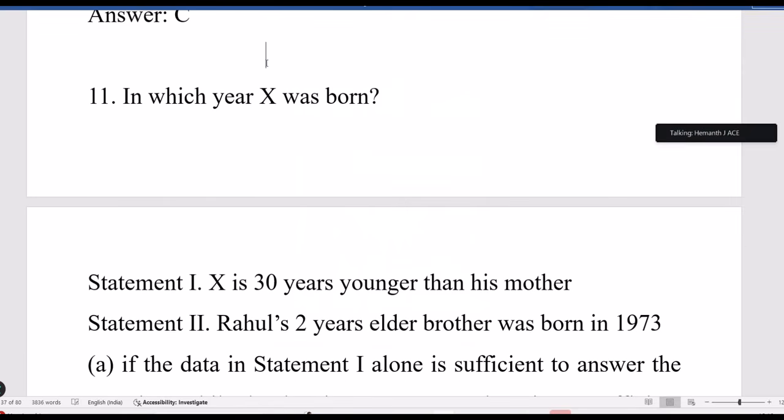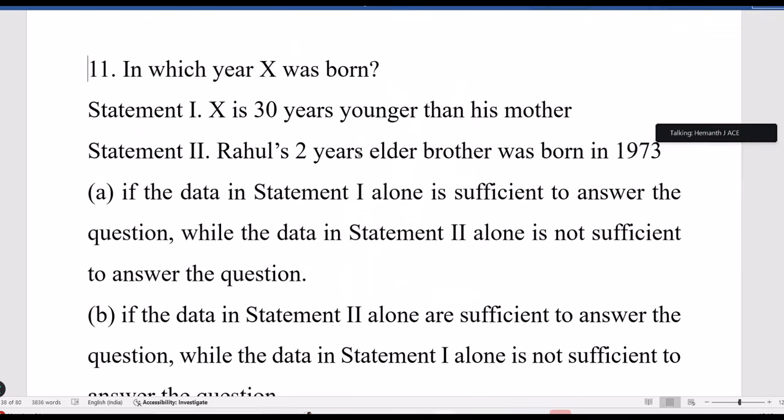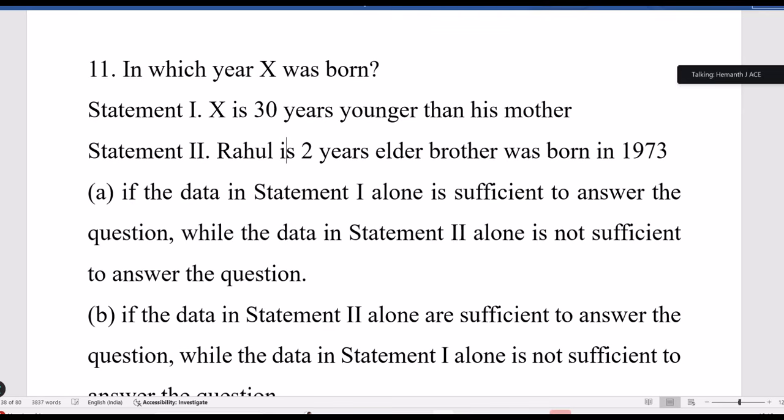Next question, the 11th one. In which year was X born? Date of birth year of X. X is 30 years younger than his mother. Rahul's 2 years elder brother was born in 1973. Is it statement 1 alone, or statement 2 alone?